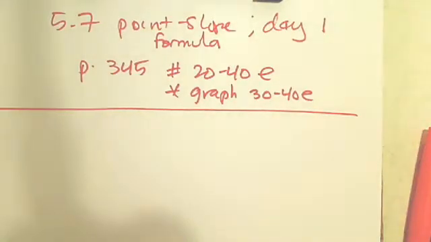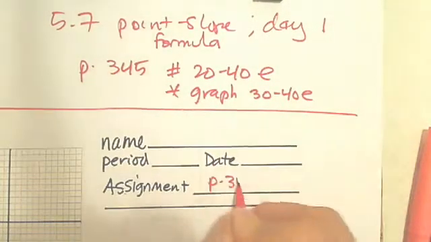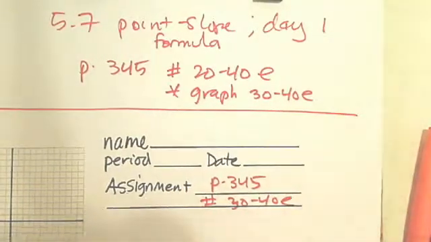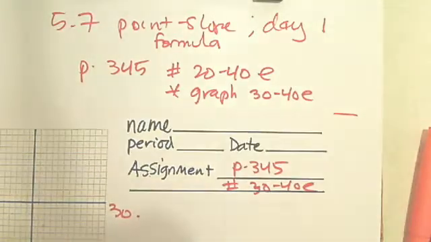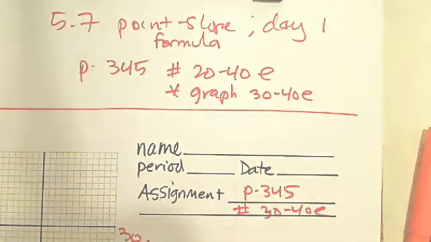In your graph paper, you should have page 345. You're going to graph 30 through 40 even, just the 6 problems: 30, 32, 34, 36, 38, 40. Questions on the assignment?